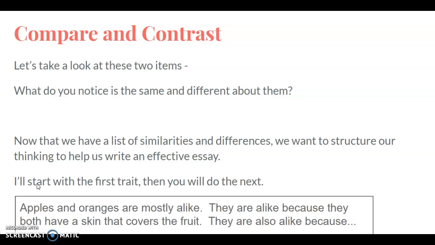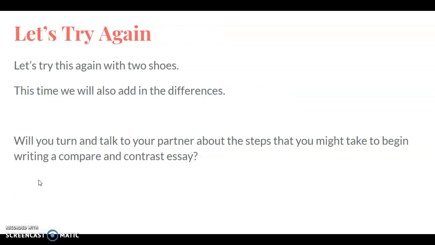As we continue, we're going to be taking a closer look at apples and oranges on a future slide, how they are similar and how they're different. We could try this again with two shoes. Maybe a pair of shoes that are alike because they're both tennis shoes, but they might be different because of the color. Perhaps one is a whiter color, perhaps another is blue. So we can add in differences as well.